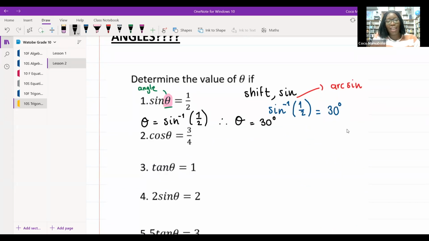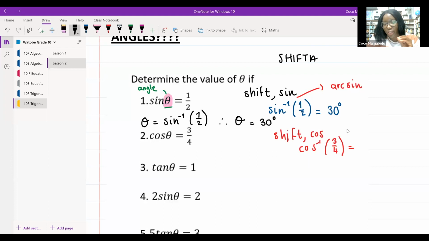All right, over here, guys, I already see some of you doing it correctly. I know that I'm going to click shift, cos, and then my calculator is going to go cos to the -1, open bracket. And then I'm going to put in 3/4 and click equals. Okay, guys, I call this, and I'm going to make this trend, I call this a shift angle. A shift angle. It's a shift angle, guys.